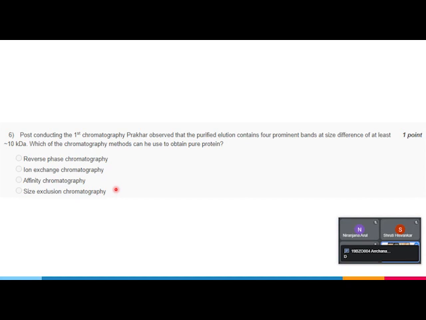So Archana says it is D, size exclusion chromatography. Ria also says it is D. Anyone else? Niranjana also says it is D. Okay, so we are pretty sure it is D.